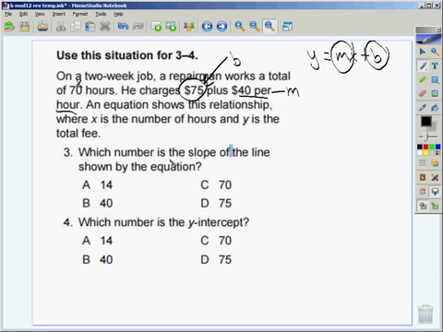So which number is the slope? Well, the slope is $40 per hour. And which one's the y-intercept? 75. It's that initial starting point. How much it costs, whether he's there for 15 minutes or whether he's there for 100 hours, he's going to charge you that $75 up front.